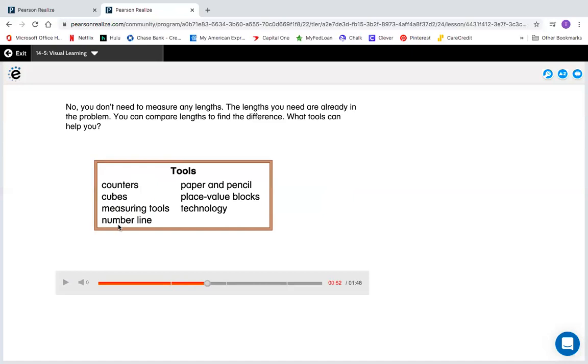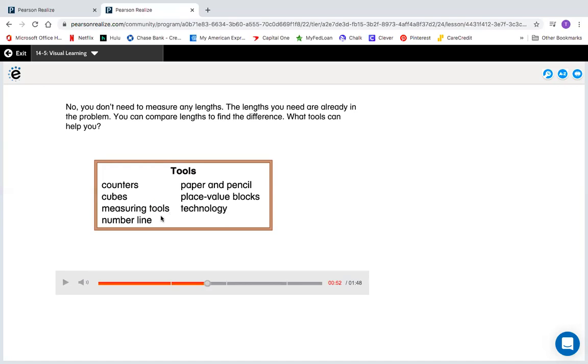A number line. So in 14-4, I showed you guys the strategy of using the number line to compare lengths. So the number line seems like a pretty good tool so far. Paper and pencil. Yeah, we might be able to use the paper and pencil to line up those numbers. So that one seems like a pretty good tool as well. Place value blocks. I mean, that's not really going to give us too much. We could use that to add and subtract, but I don't think that that would be the best tool. Or technology. What kind of technology? It doesn't really tell us what kind of technology, so that might not be the best.